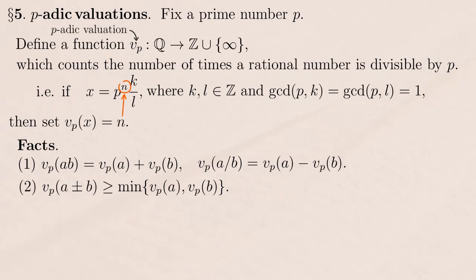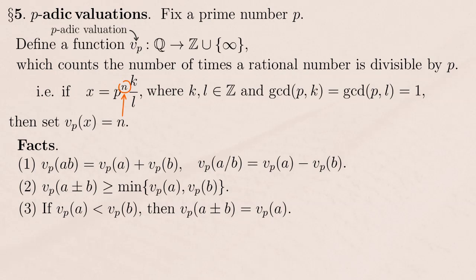Thirdly, if vp of a is strictly less than vp of b, then vp of a plus or minus b is the minimum value, vp of a. I'll let you prove that, it's very similar to the above.